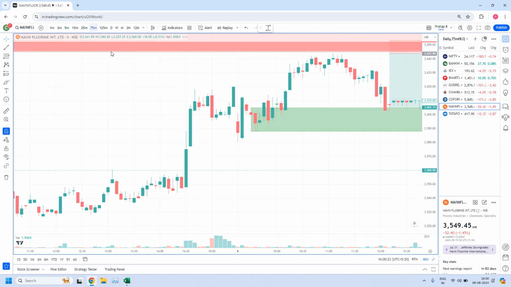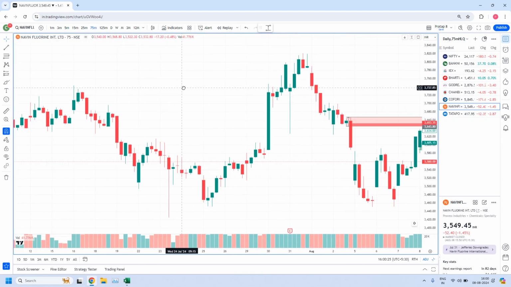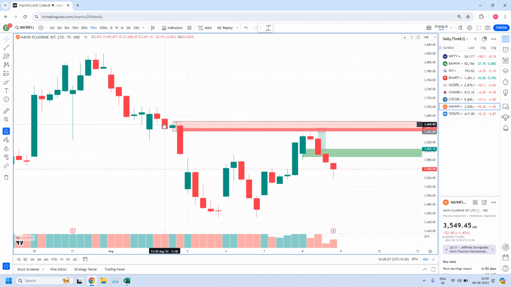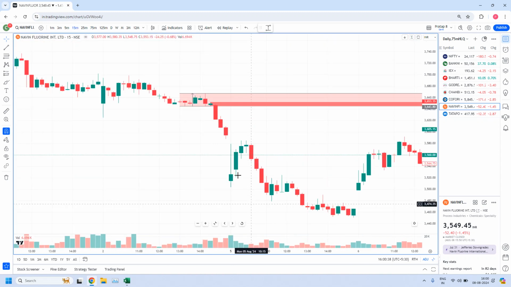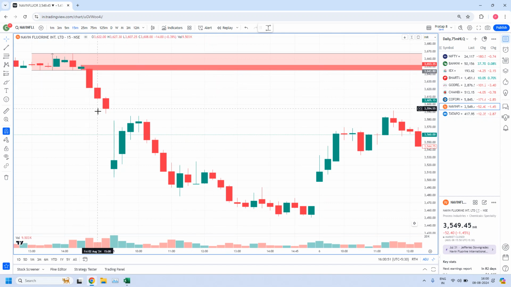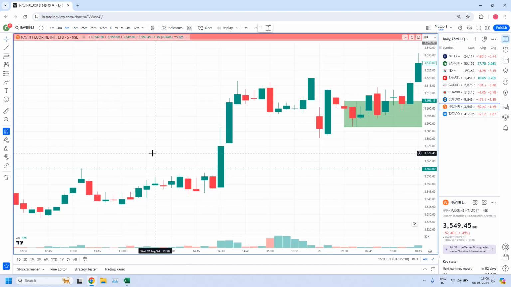Navin Fluorine is also a 75 minutes high liquidity supply zone. We have a drop base drop here. And this we fine tuned with the 15 minutes time frame. Here again at 15 minutes we have a drop base drop. You can consider this ERC at 15 minutes level, base and drop. And within this 15 minutes area, again we have a fine tuned 5 minutes zone.